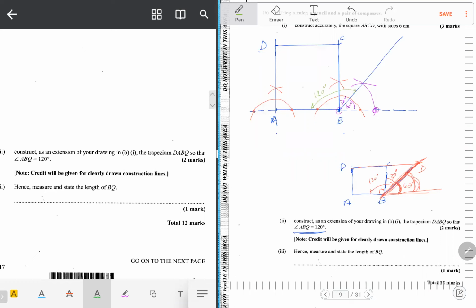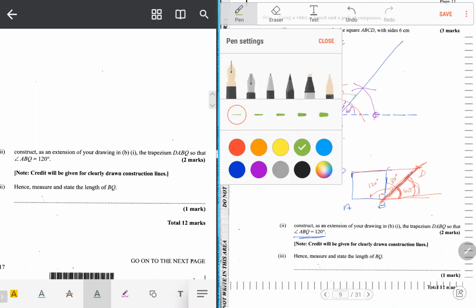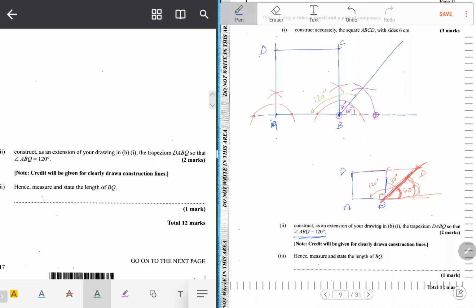That will be 90 plus 30. And then all you have to do now is use your ruler and extend the DC line up here. Go back to the blue and extend this line now, as I said, as an extension. So extend this line like that. And then this point becomes Q. There you go. All right, what you need to do is get your geometry set and try to do this construction by yourself.